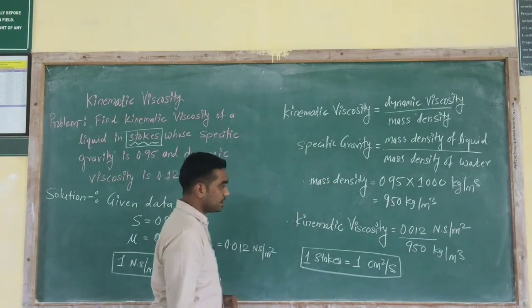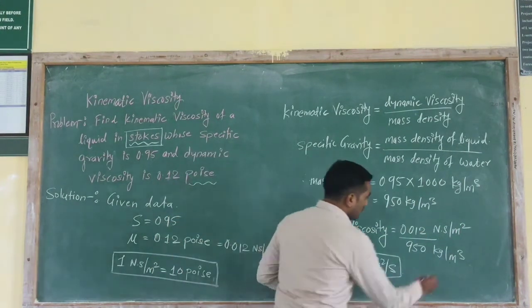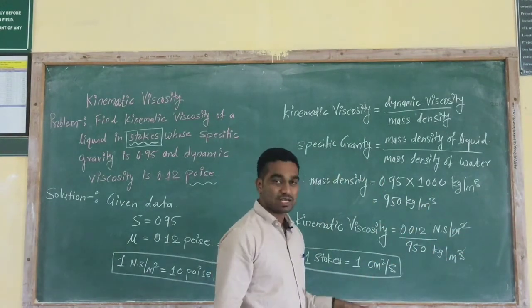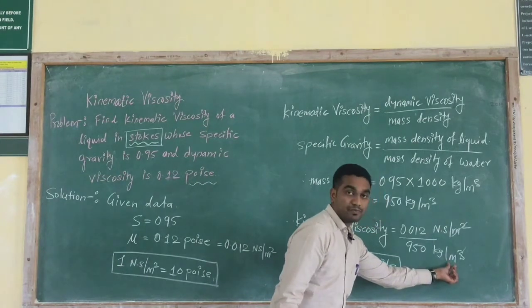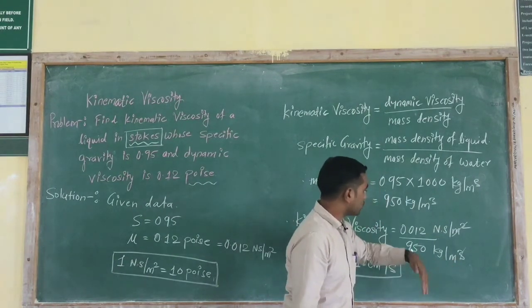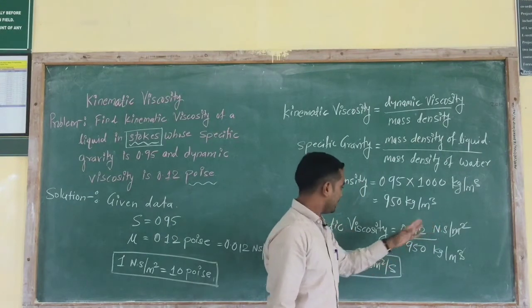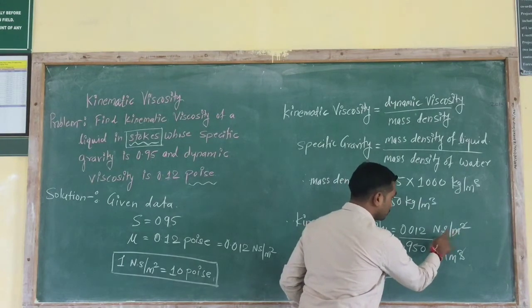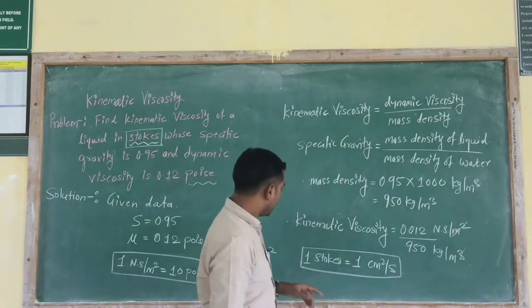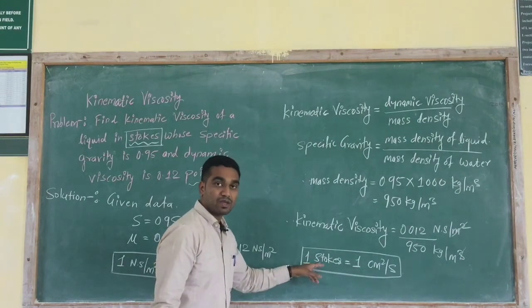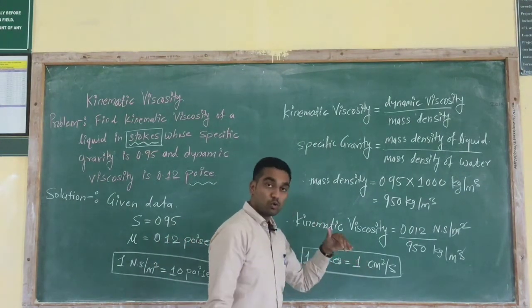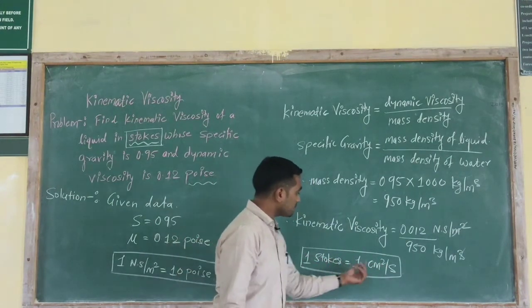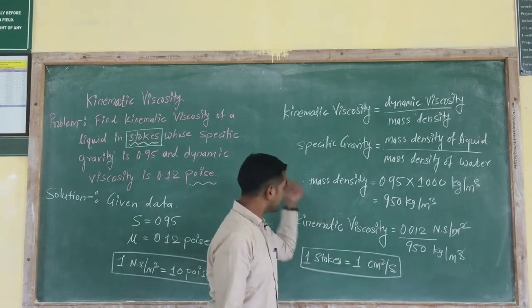Here you can see that this meter square and this meter cube, meter square gets cancelled, and this meter goes into the numerator. The value would be in meters. But in order to get the value in Stokes, we have to put the values in centimeter square per second.